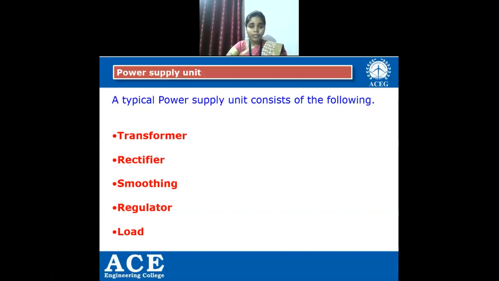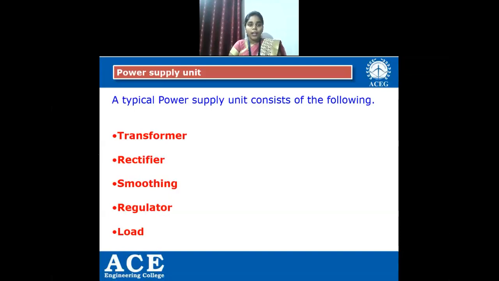Now, what is the rectifier here? The rectifier is converting the AC signal into a pulsating DC. This smoothing circuit is nothing but a filter. What is the filter doing? This filter is smoothing the variations obtained in the rectified output. In a rectified output we have some variations, and those variations are smoothed by our filter circuit, or smoothing circuit.